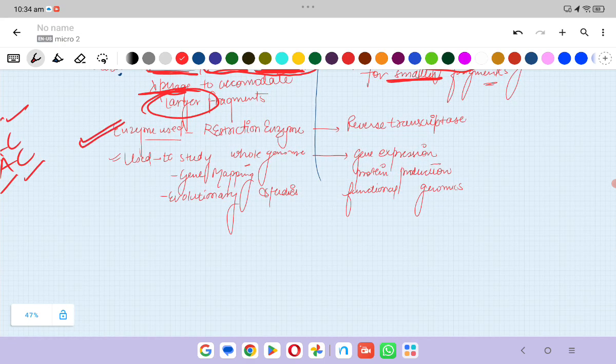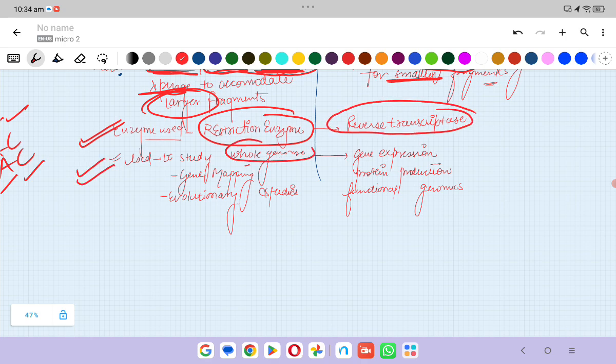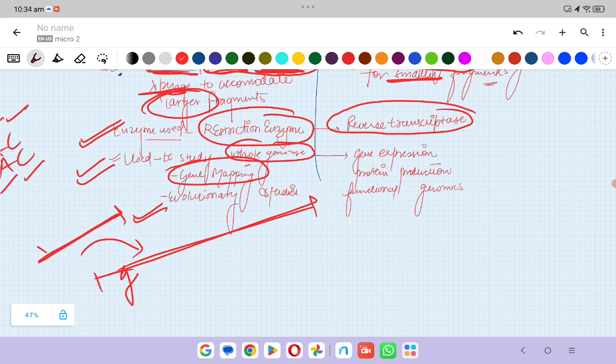The enzyme used for genomic one is restriction enzyme, and here it is reverse transcriptase. The genomic library is used for the whole genome, or like gene mapping will be in whole genome. So gene mapping and evolutionary studies, what changes are being taken place from the previous ones, right?